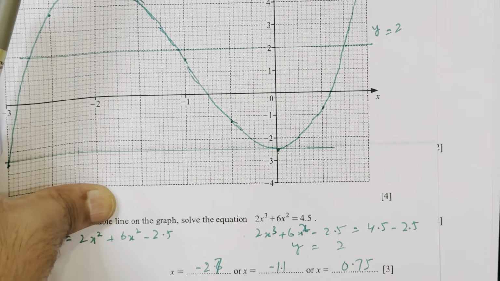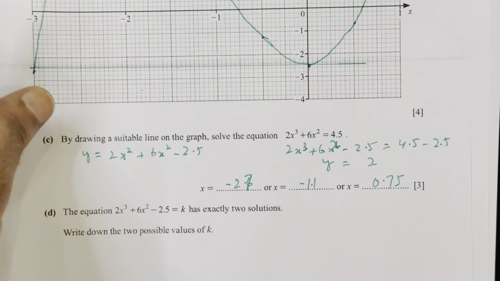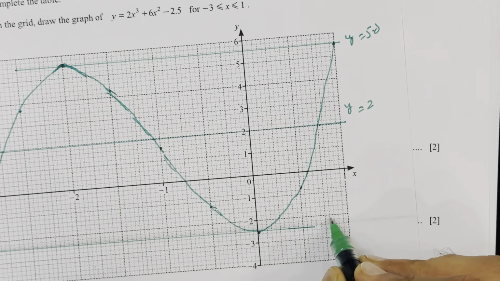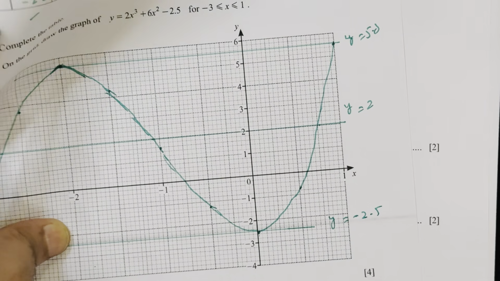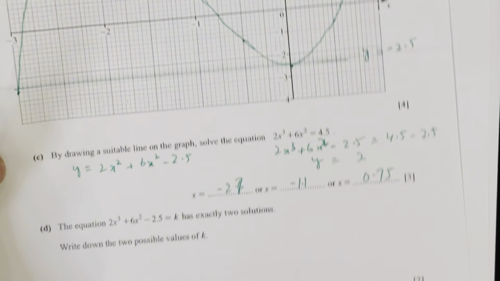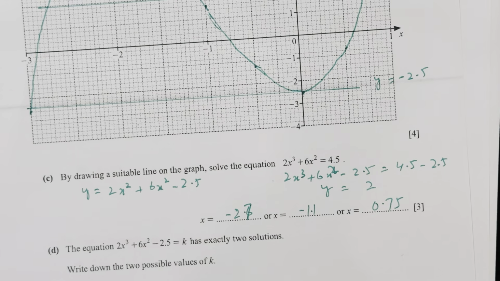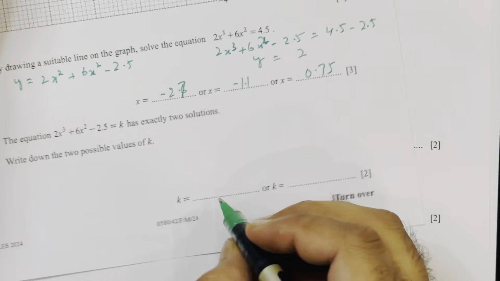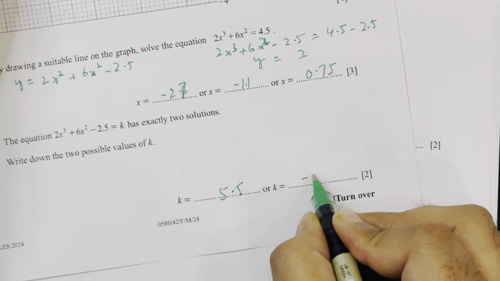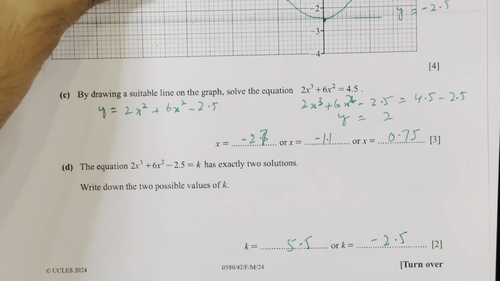So these are the 2 solutions. Y is equal to minus 2.5, so we can write that over here as a solution. So it would be like that: 5.5 and minus 2.5.